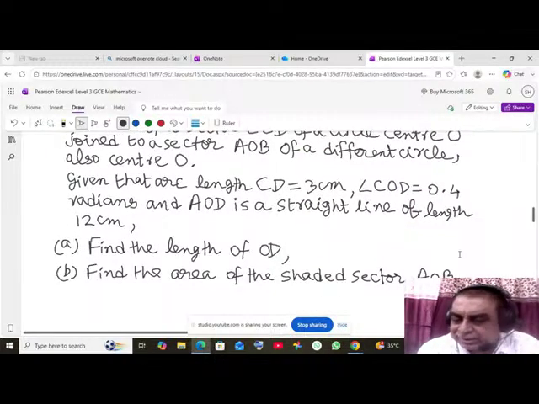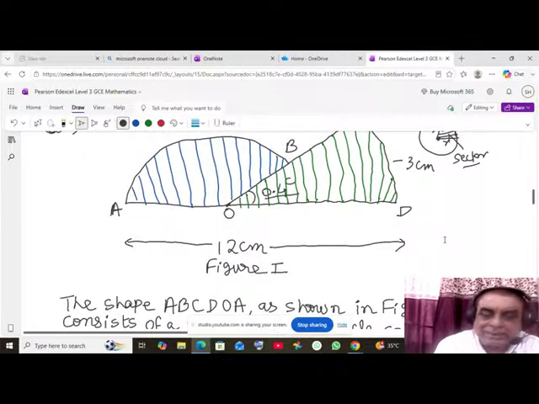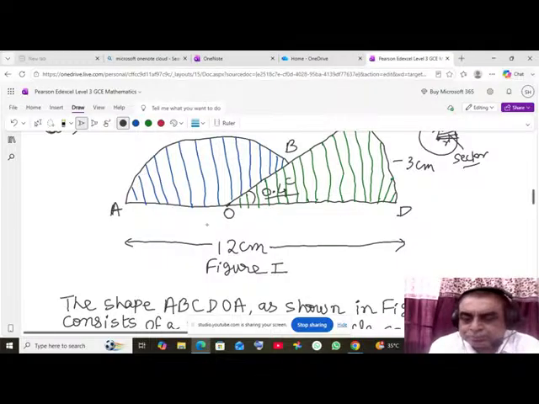Now radian is the circular unit of angle. Okay. And AOD is a straight line of length 12 centimeters. And this is a straight line AOD. That means the radii of both the circles are lying on a straight line. AOD is a straight line. Okay, and O is the center of both the circles whose sectors are shown.